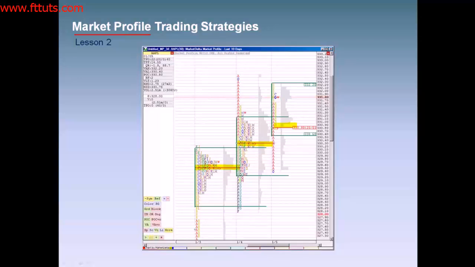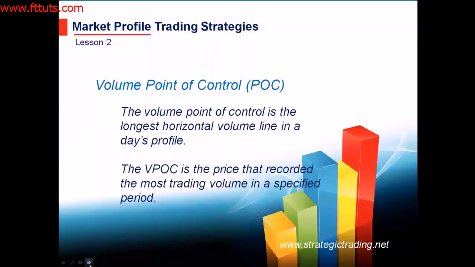Okay? And the easy question I'm going to ask is, which is the most prominent POC on this chart in terms of the red lines? And of course, it is this one because it has the most prints. Why is this significant? To be continued. I will tell you in future classes. Okay, so the volume point of control is the longest horizontal line in a day's profile.